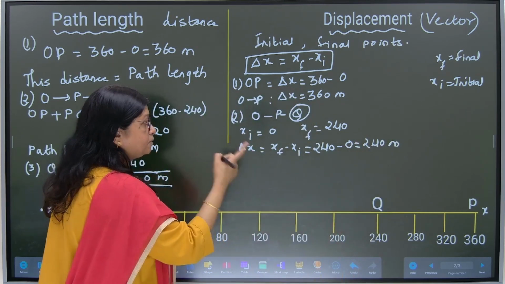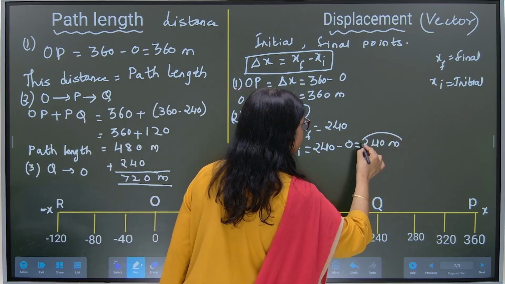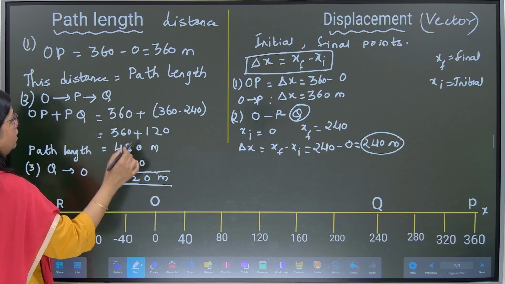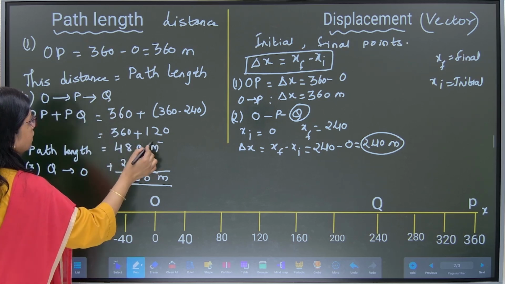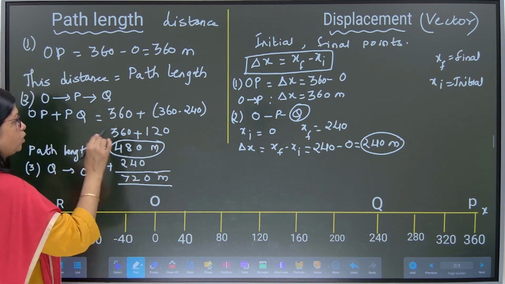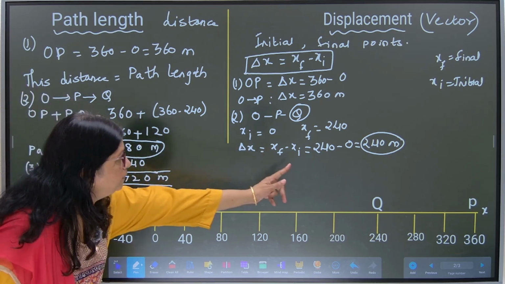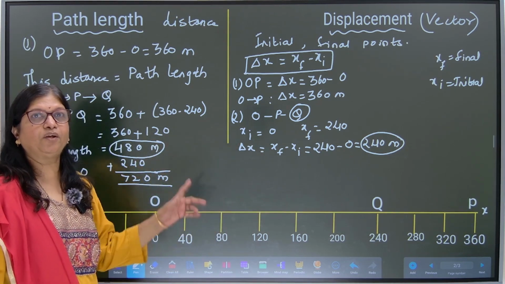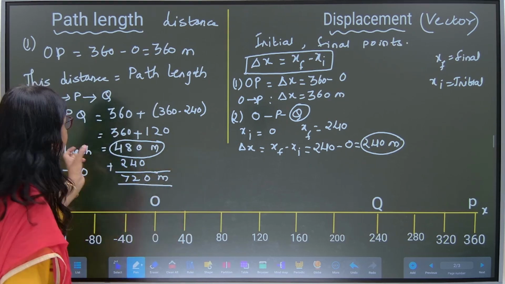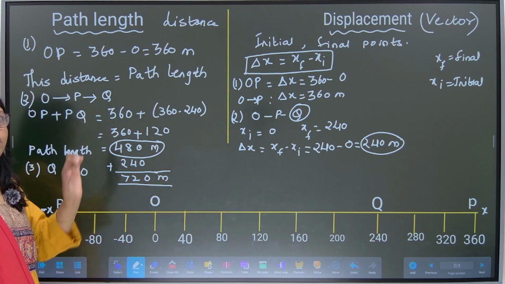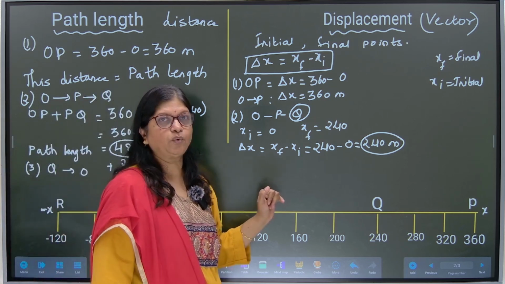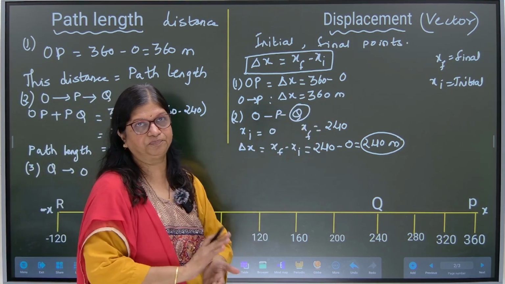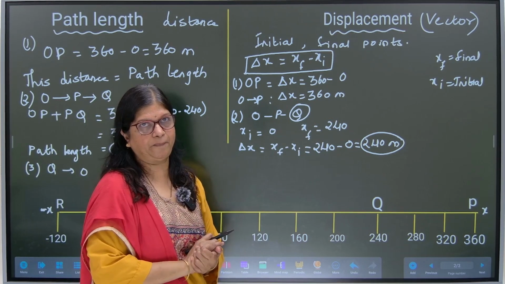Now, this is the displacement's answer for the path O to P to Q. And this is the answer for distance from O to P to Q. Is it the same? No. Why? Because here I have considered each and every distance, O to P, P to Q. And here I have considered only the initial and the final position and subtracted them. That is the difference.